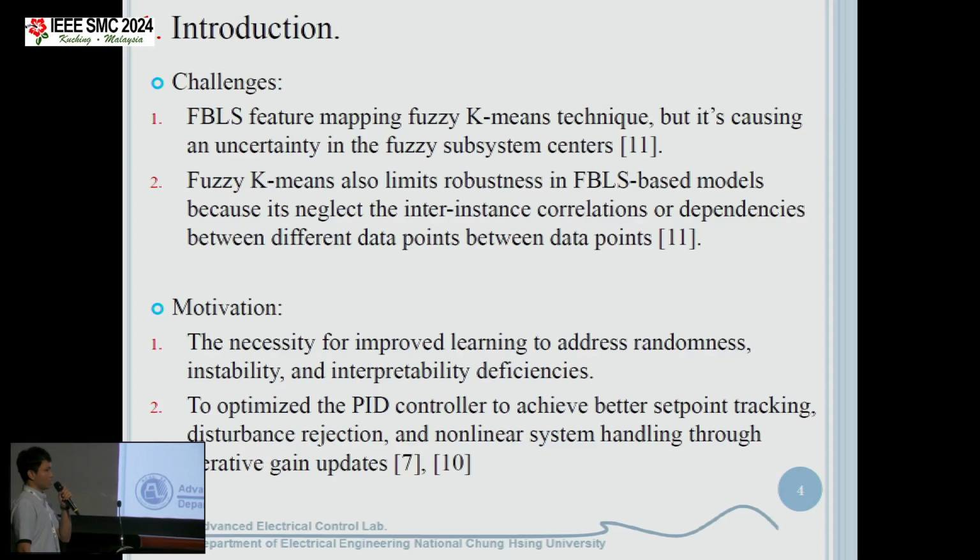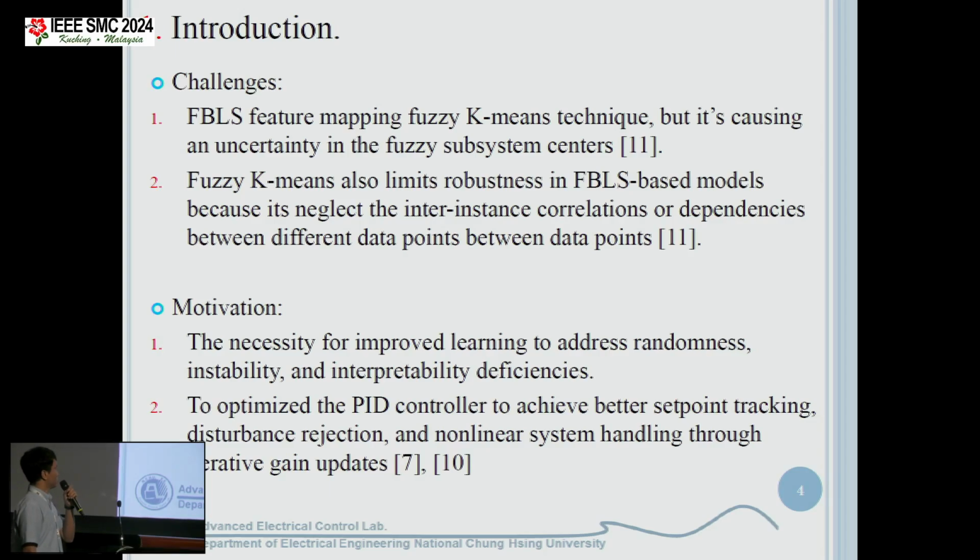So what is the challenge of this research? We have two kinds of challenges that we face for this research. The first one is the ABLS picture mappings, which utilize fuzzy k-means, causing a kind of uncertainty in the fuzzy subsystem center itself. Also, fuzzy k-means limits the robustness of the original fuzzy broad learning systems.